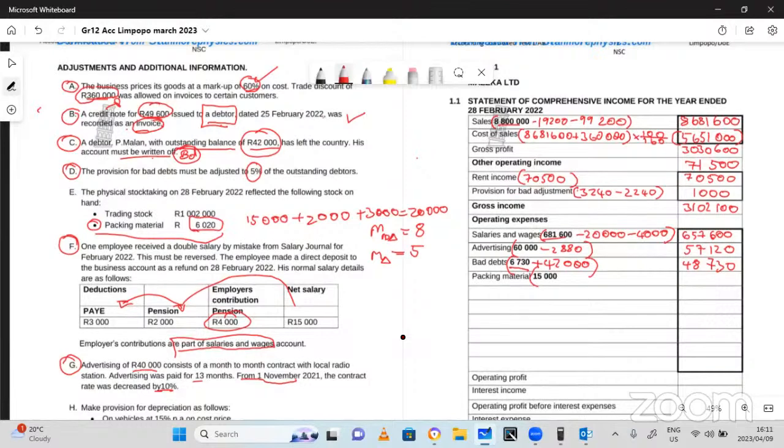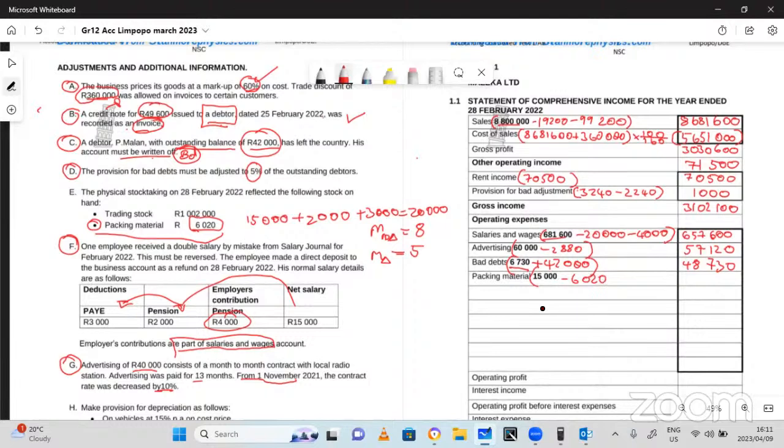Remember, you have been taught this before, that when you are dealing with packing material, you are looking for the packing material that was used, or for consumable stores that were used. So they are the ones that will become our expense. So we are subtracting the one that we have not used, which is the 6,020.